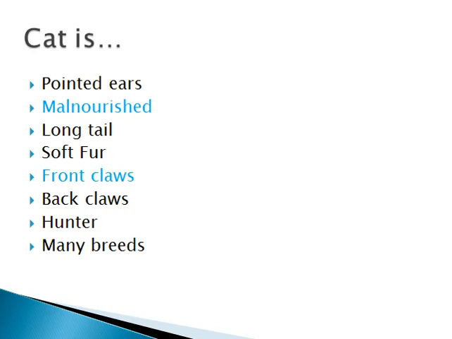So long tail, soft fur. George had that. Front claws. Well, that's different. George doesn't have front claws, but my pre-understanding is that cats have front and back claws. So that's different. This cat is a hunter, and we also know that there are many breeds, and he happens to be an orange one, so we're going to keep that pre-understanding. So this is the first data set that we have from our pre-understanding of meeting our first participant.